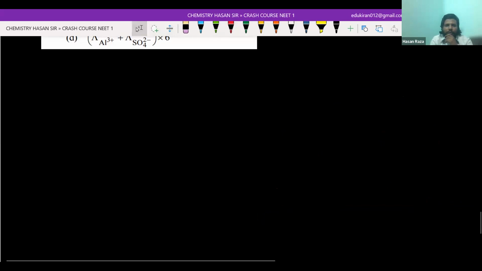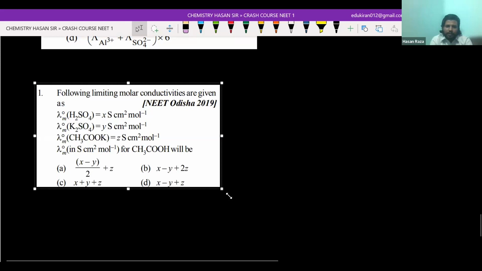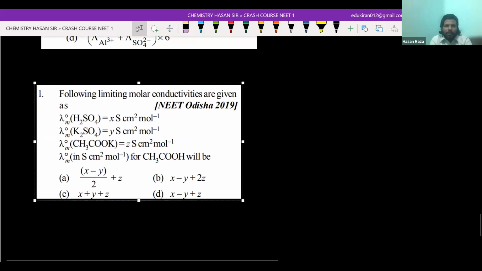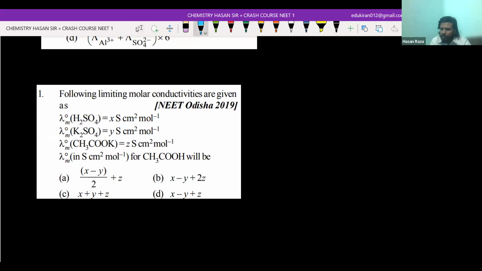Okay, moving to the next question, which is this. The molar conductivities of H2SO4, K2SO4 and CH3COOK are given. You need to calculate the molar conductivity of CH3COOH. So please do calculate it, it's quite easy. I'm waiting.